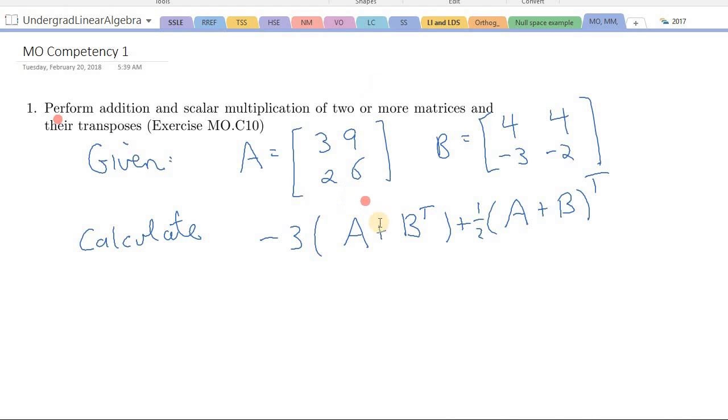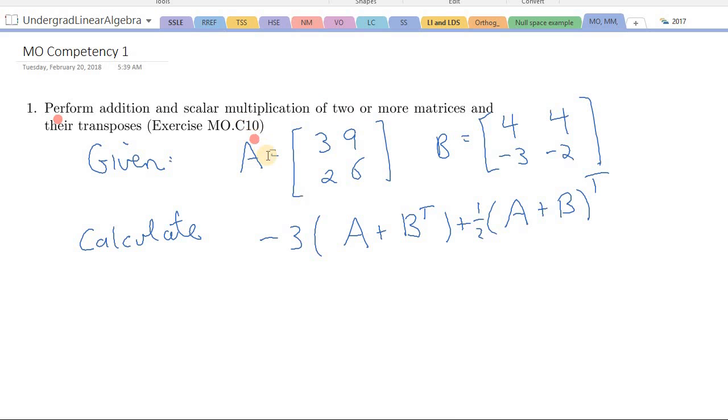Okay, I had some requests for some more recording, so I thought I would just go through some competencies from these sections and do some examples. I just went and made some things up according to the descriptions of the competencies. So, first competency in matrix operations was perform addition and scalar multiplication of two or more matrices and their transposes.